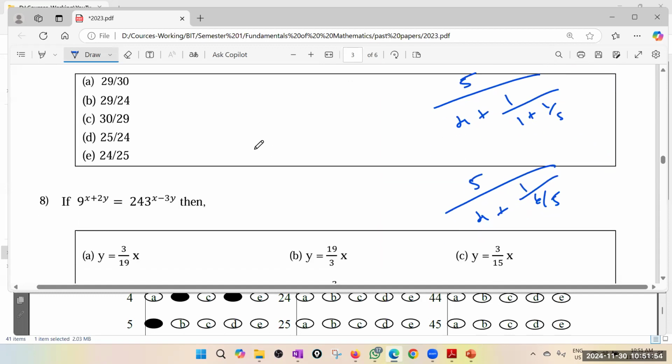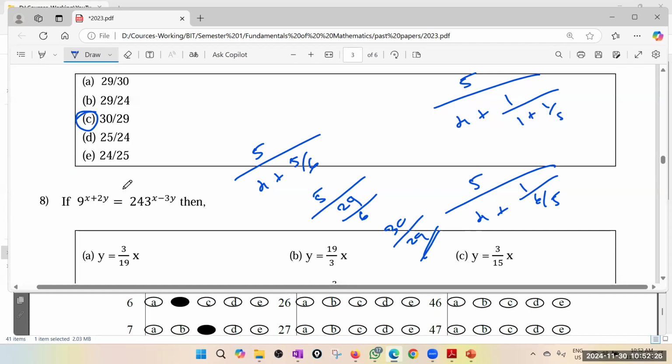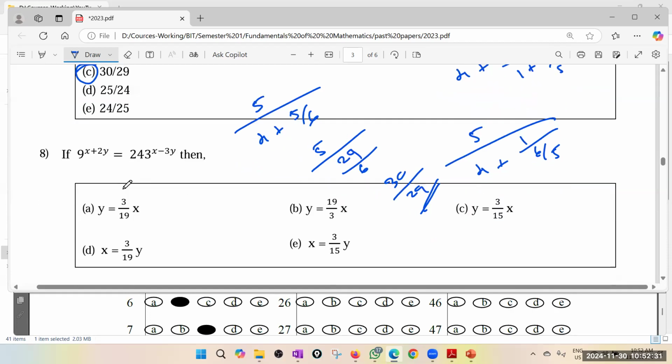That is 5 divided by 4 plus 5 divided by 6. 6 is the common denominator. 6 into 4 is 24. 24 plus 5 is 29. So then 6 goes up. 5 into 6 is 30 divided by 29. 30 divided by 29, answer is C. Super easy question. Just arithmetic calculations. What about this one?